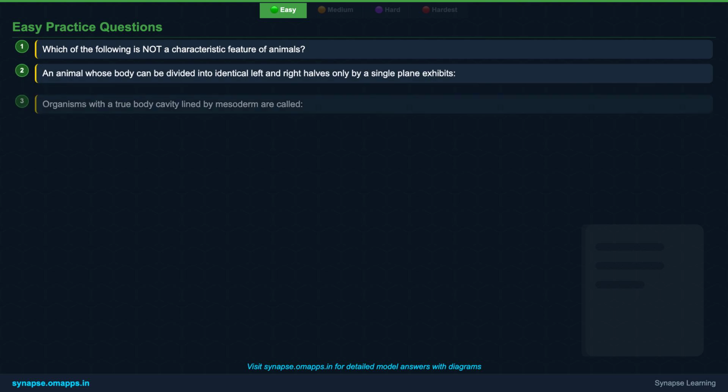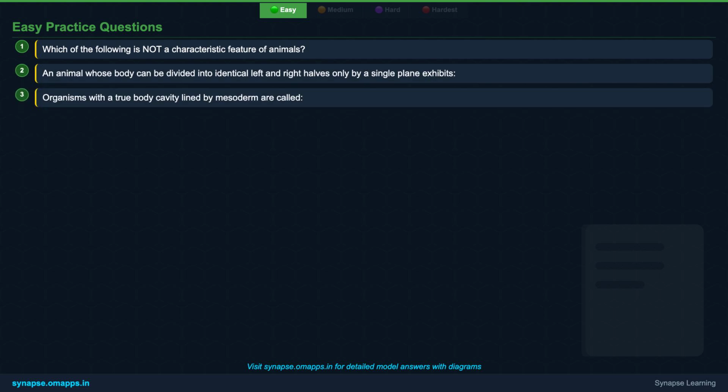Time to test your foundational knowledge. Here are 3 easy practice questions. Read each question carefully and choose the best answer. Question 1. Which is not a characteristic of animals? Question 2. What symmetry describes an animal divisible into identical halves by only one plane? And question 3. What are organisms with a true body cavity called? Pause the video, think, and then check your understanding.